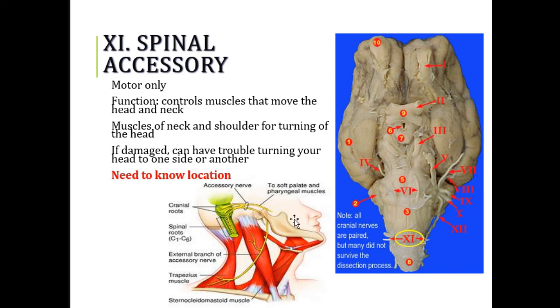As you can see in this image, the spinal accessory nerve is here and innervates the sternocleidomastoid muscle, the soft palate, the trapezius muscle, and some of the spinal roots. So without the spinal accessory nerve, turning your head 180 degrees or from left to right would be nearly impossible.